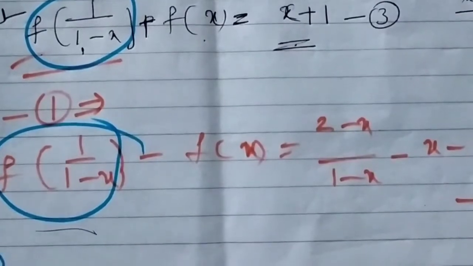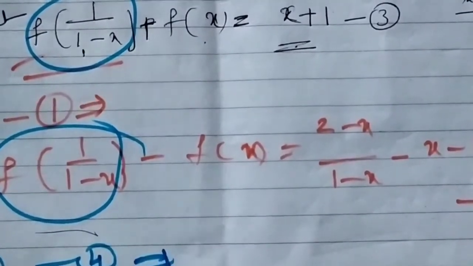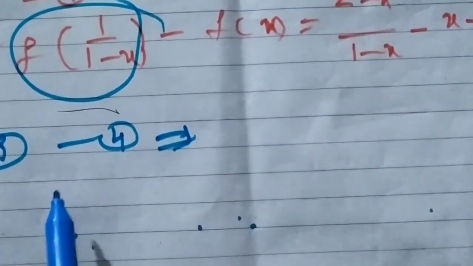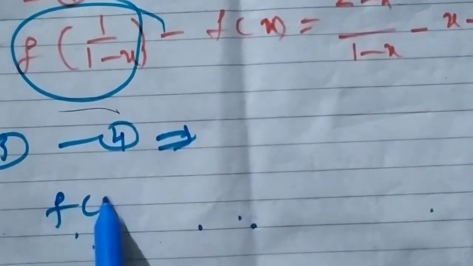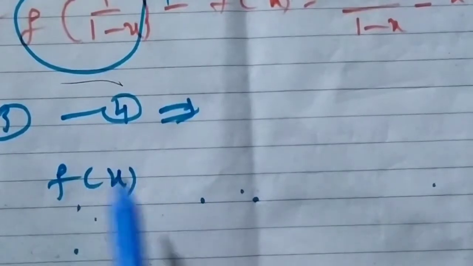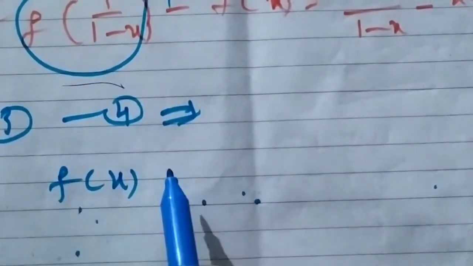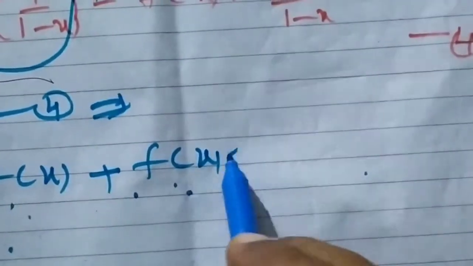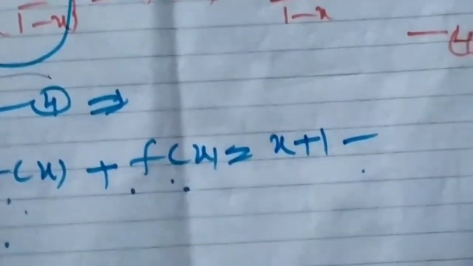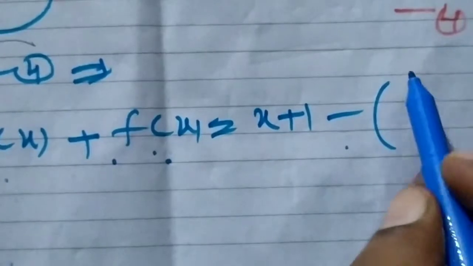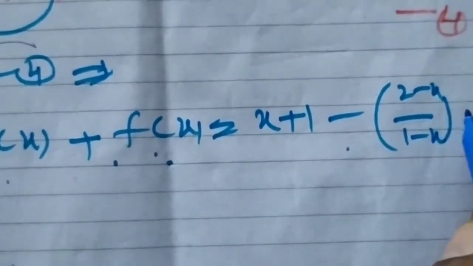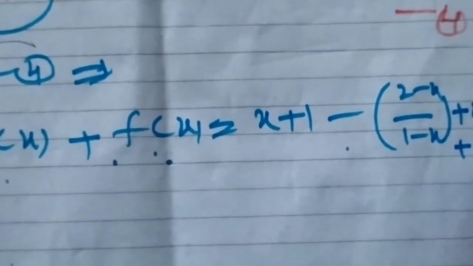So 3 minus 4 implies, equation 3, by doing subtraction the f of x minus term will be cancelled, minus of minus plus f of x is equal to x plus 1 minus of 2 minus x by 1 minus x minus x plus 1.